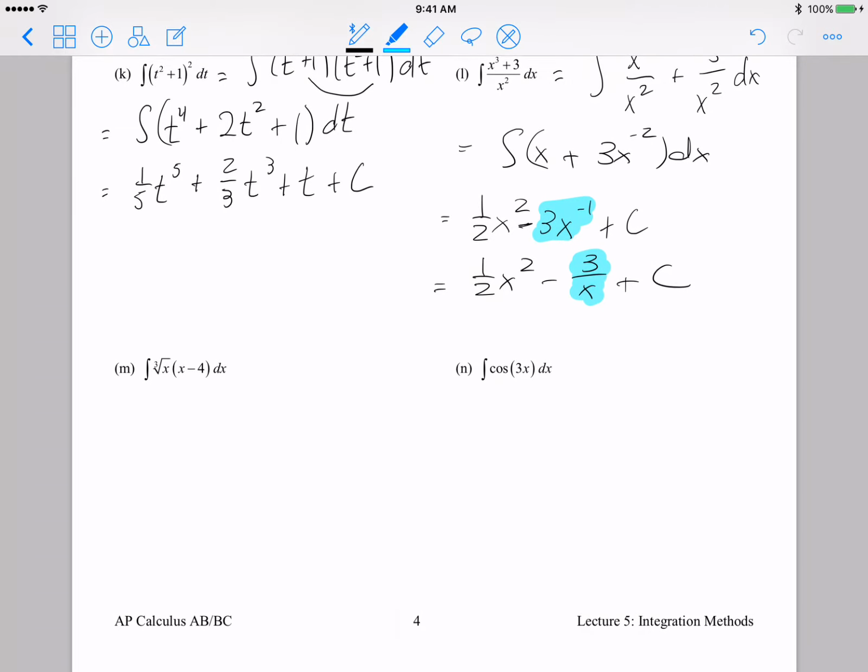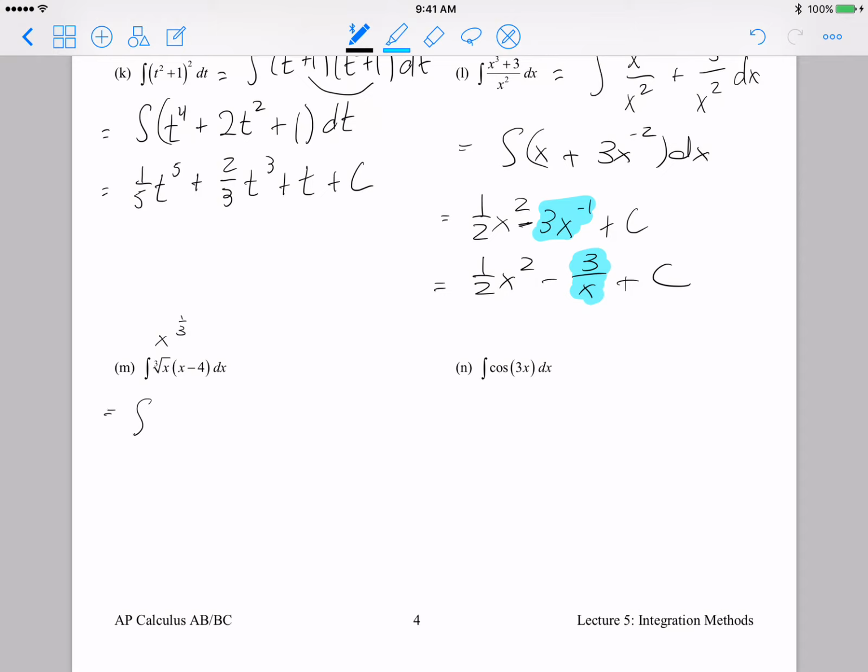Okay, examples M and N. So in example M, we're going to have to distribute that cube root of x before we get going, because we cannot take the integral of a product. We'll actually learn in BC how to take the integral of a product, but that is not this type of a problem. So the first thing I'm going to do is I'm going to distribute the x to the 1/3 power. So I know I can think of this as being x to the 1/3.